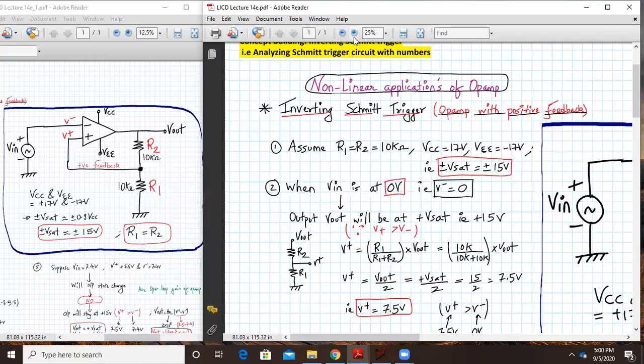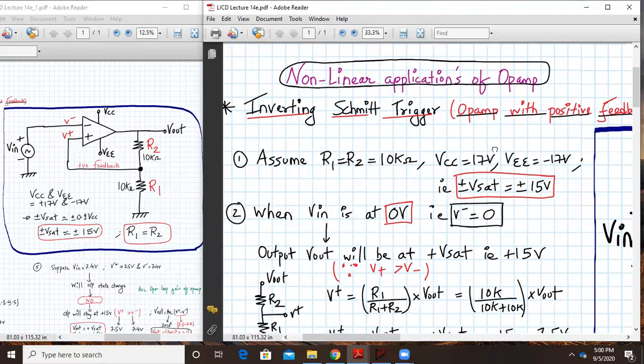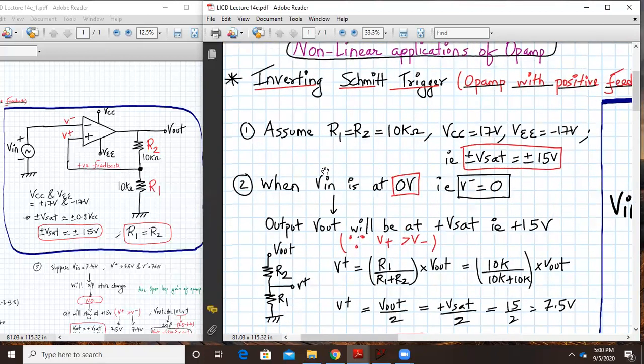So these are the considerations for this analysis of the inverting Schmidt trigger with numbers. So let us start. We assume that R1 is equal to R2 is equal to 10K, and plus or minus VSAT is plus or minus 15 volts. So this is our step number 1.